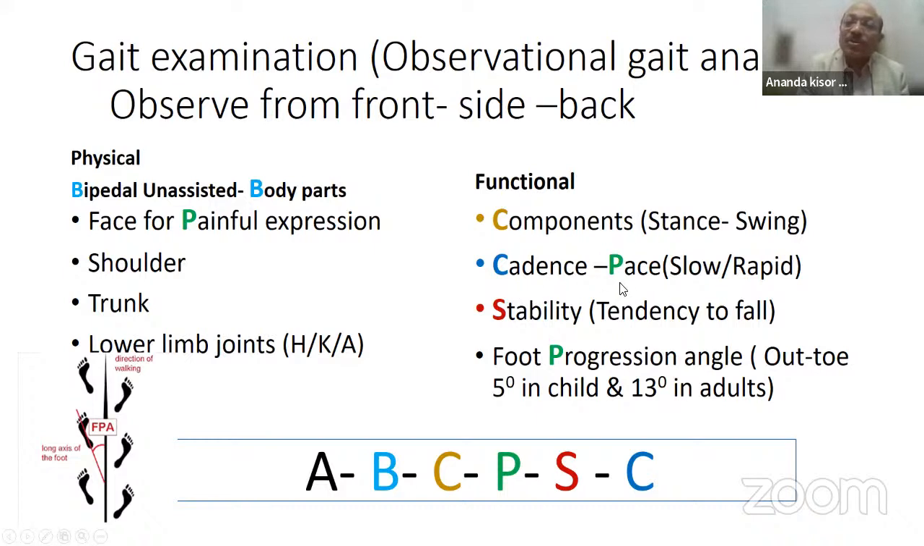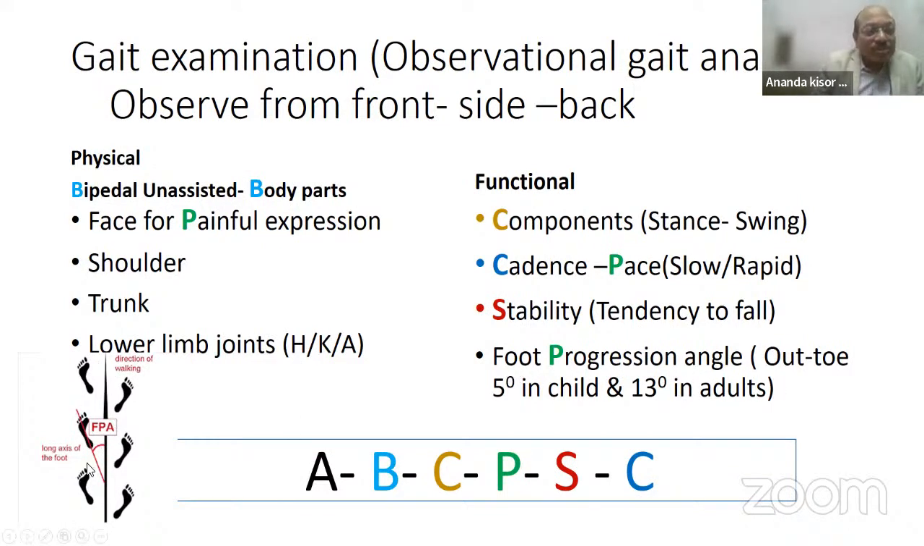Next is the cadence. Cadence means the pace, or basically it is the speed of the gait, that is slow or rapid. Next is the stability. Stability means the tendency, whether the patient is walking with tendency to fall or not. That is known as the stability.